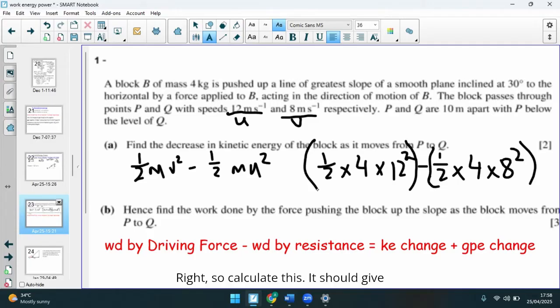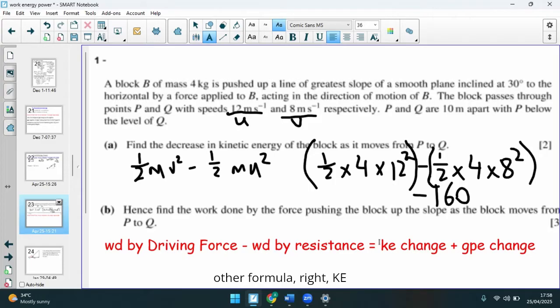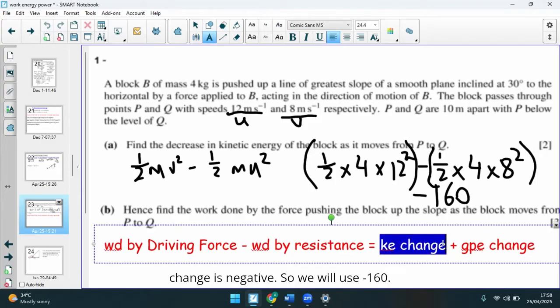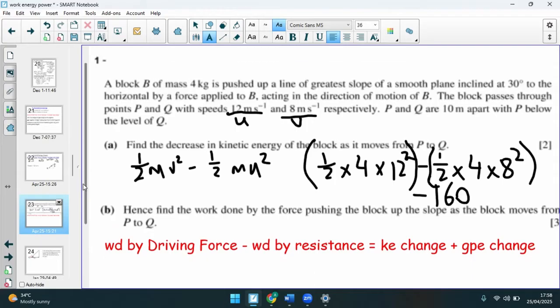Right, so calculate this. It should give you minus 160. Okay, that means the loss is 160, and when we put this in the other formula, KE change is negative, so we will use negative 160. Okay, now let's go to part B.